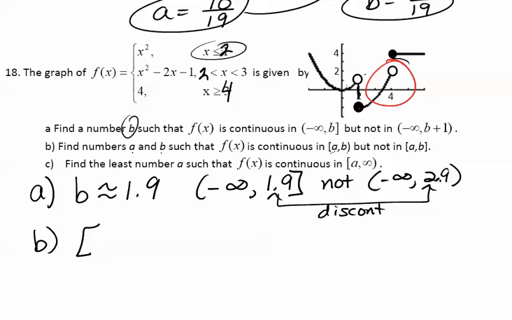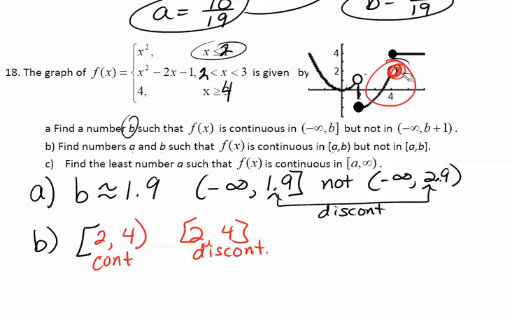So for example, I could say that it goes from, and again, depending on how you're reading your graph, 2 up to 4. It is continuous. But if I closed that endpoint, then it would be discontinuous. It does not have a closed endpoint, so it is not continuous on that right-hand side.